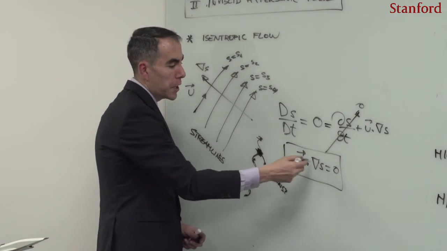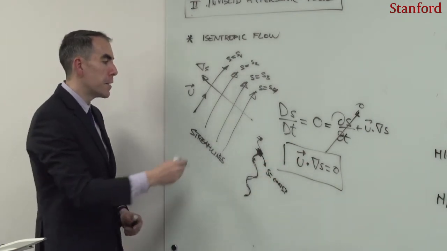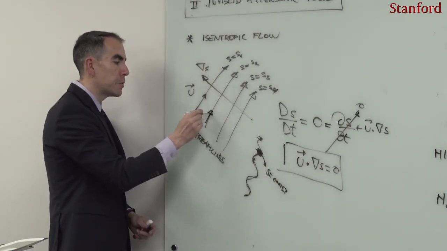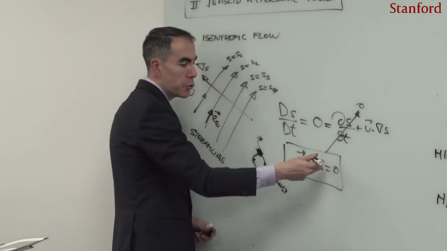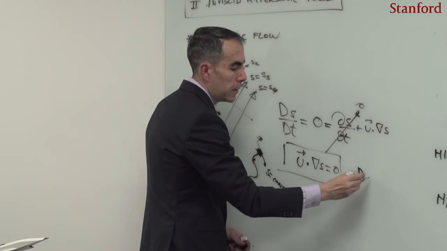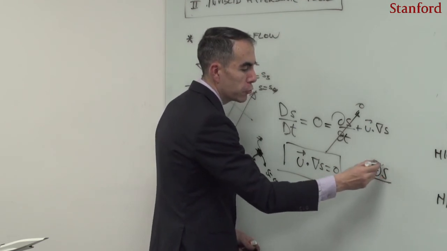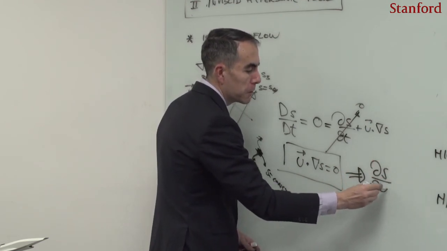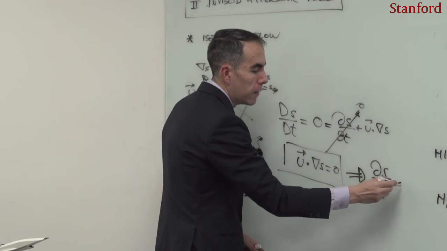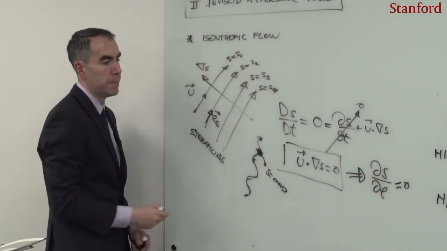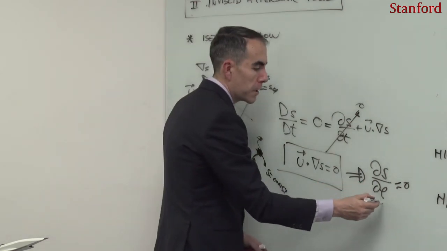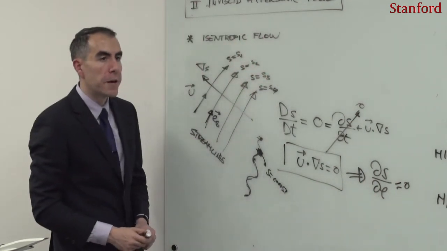This condition can also be written in terms of a directional derivative. If I take a unit vector e sub L in the tangential direction to the streamlines, this condition leads to the fact that the partial variations of the entropy with respect to that tangential coordinate L are going to be zero.